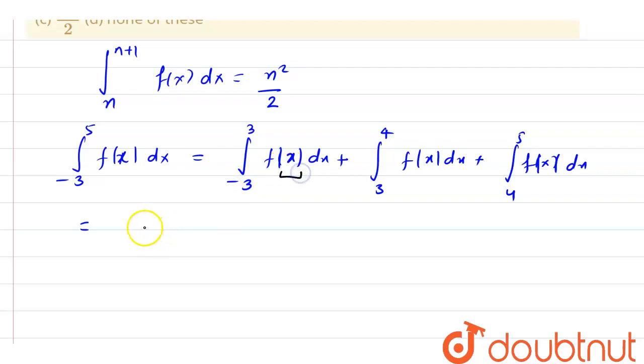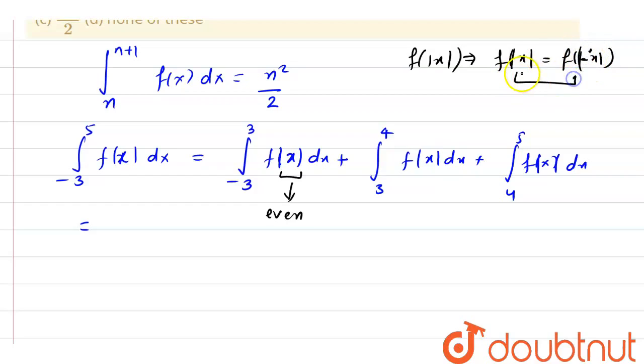Now in this we have mod x here, so I can say this is my even function. Because if I replace x with minus x in f(mod x), then I have again mod x, so f(mod x) is even. In an even function there is a property of integral that I am going to write as 2 times the integral from 0 to 3 of f(x) dx, right? This is the property of even function. Now we have added 3 to 4.